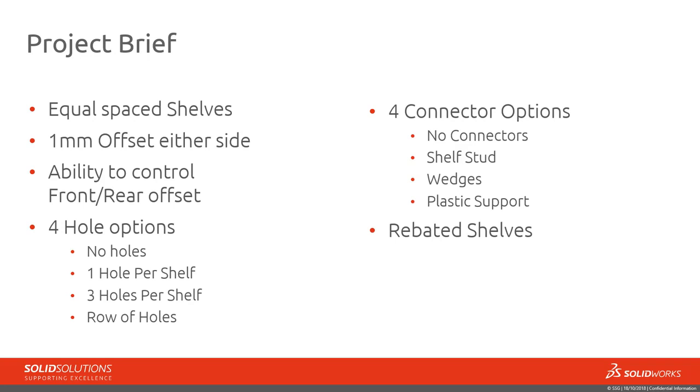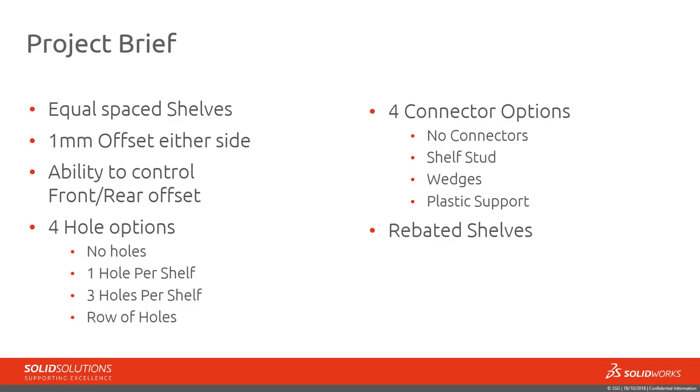Alternatively, we will be looking at several options in terms of how to support the shelves and the properties of each shelf as they're brought into the SWOODBox. So we're going to be looking at four options in terms of the holes. First of all, no holes as an option. We'll then look at an option of one pilot hole per shelf into the side of the cabinet, 3 holes per shelf, and finally a row of holes.